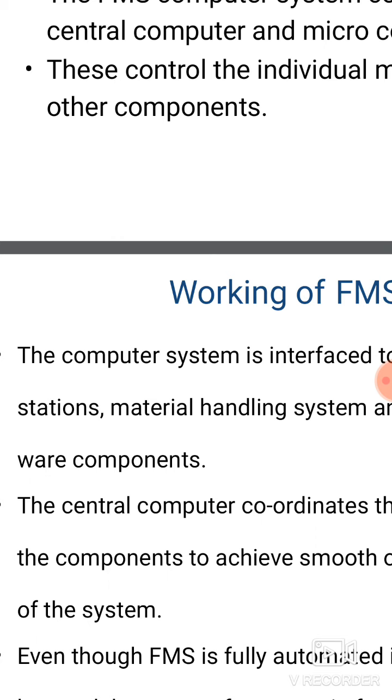Next, we have studied material handling. It is the equipment used to move the material or parts from one machine to the other machine, and from one machine to the storage point, including loading and unloading stations. AGVs, that is automatic guided vehicles, rollers, conveyors and robots all work for the material handling system.